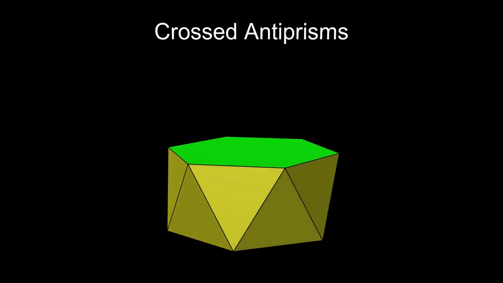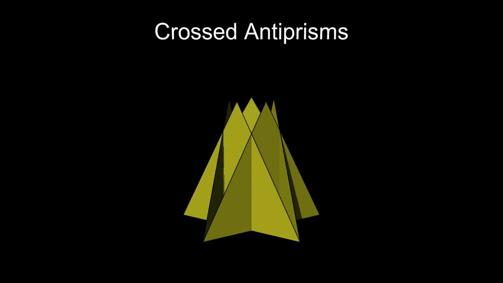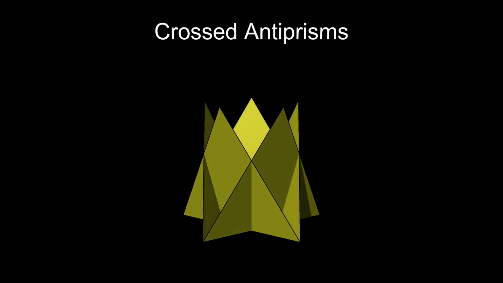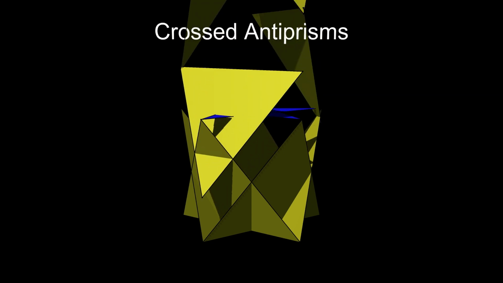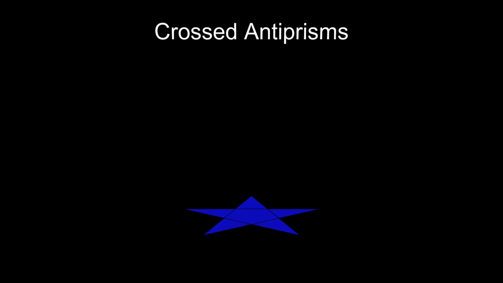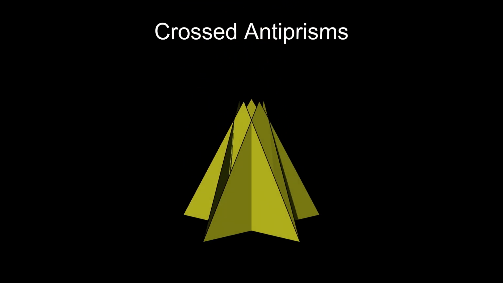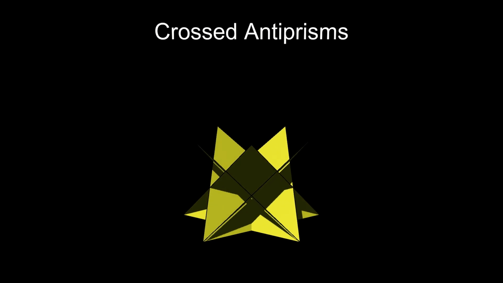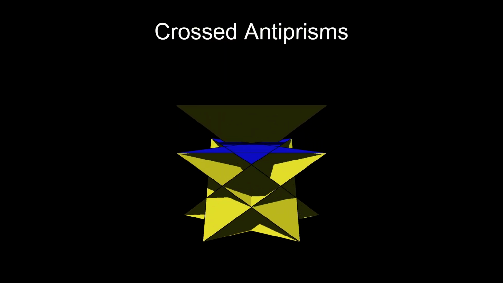Similarly, starting with a pentagram, add the lower triangles, angle outwards, then add the top and upper triangles. However, with the pentagram, there is another way to get an antiprism. Instead of angling the triangles outwards, angle them inwards. The top pentagram fits on top, and we get a different type of antiprism, called a crossed antiprism.